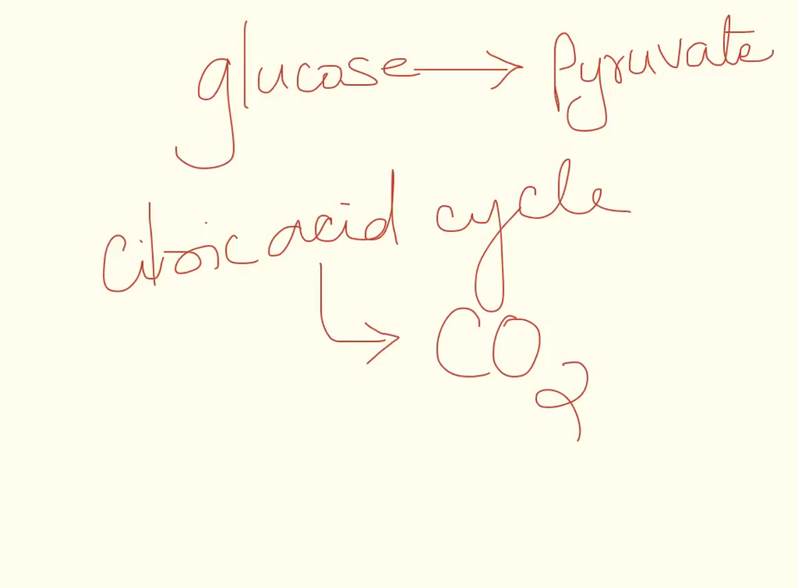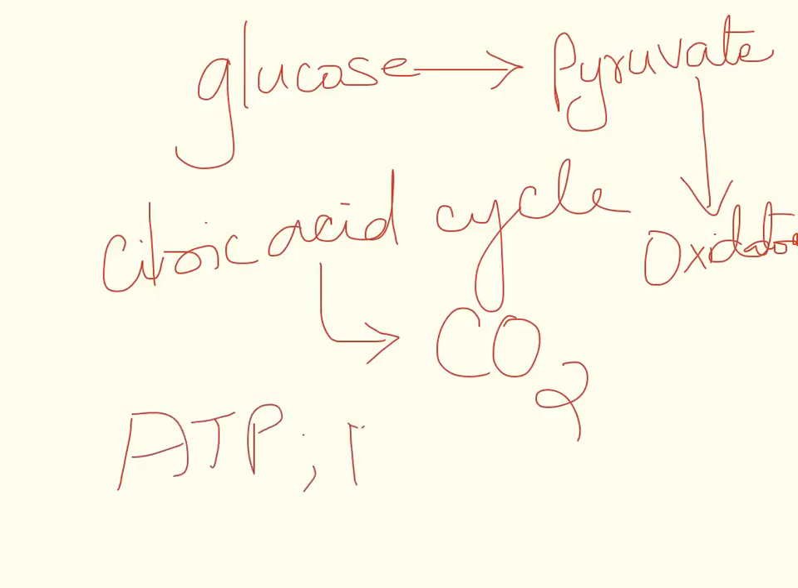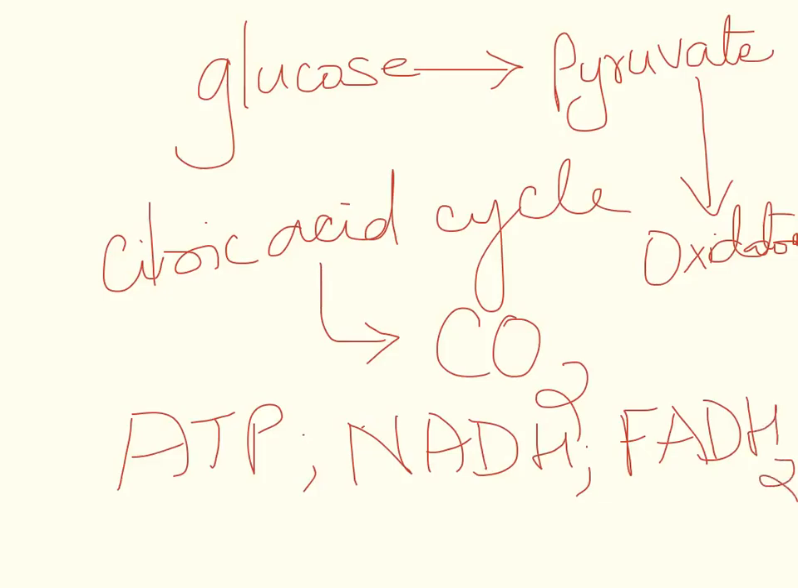In both these processes, and also oxidation of the pyruvate, the breaking of pyruvate, we saw that ATP molecules were produced, NADH molecules were produced, FADH2 molecules were produced, right? So these are all reduced coenzymes. The NADH is a reduced form of the coenzyme, FADH2 is the reduced form of the coenzyme.